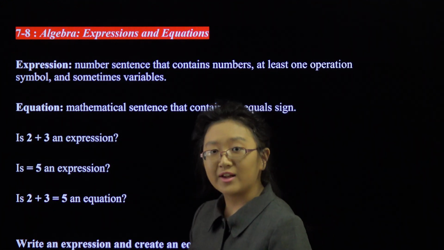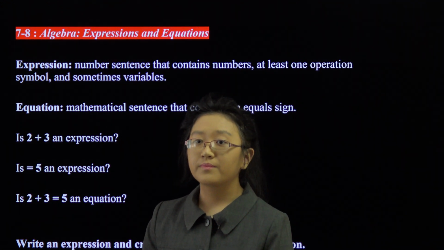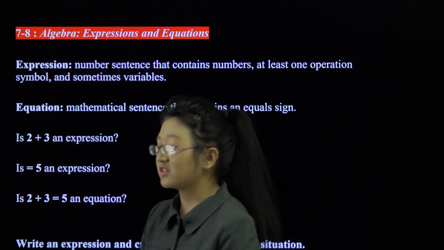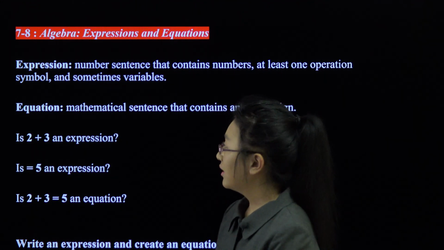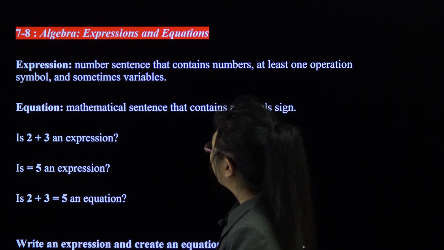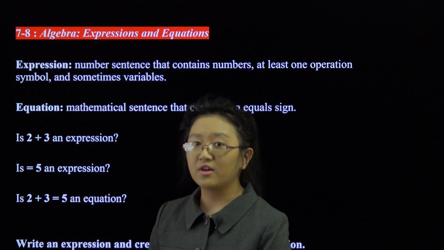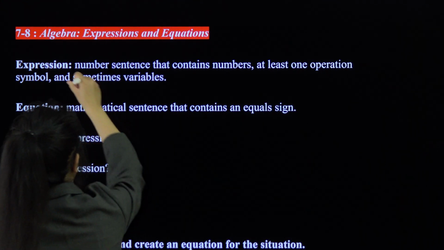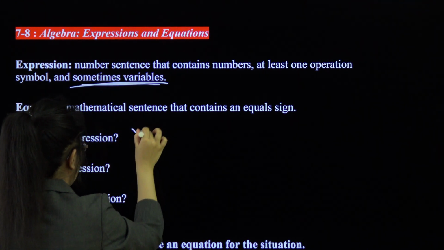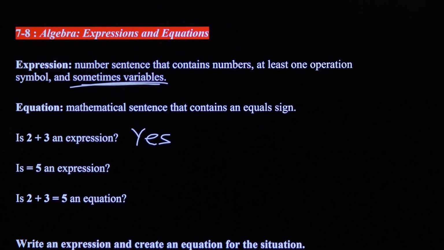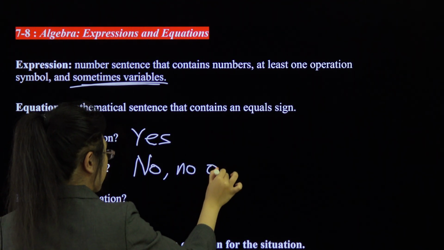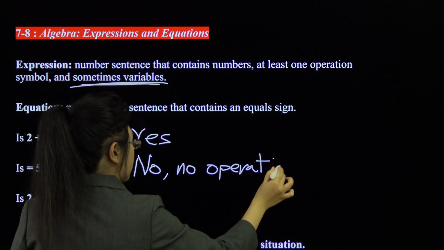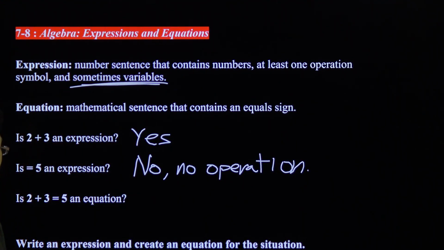Is 2 plus 3 an expression? Yes, because it has numbers and it has one operation symbol, and that operation is addition. It doesn't have to be an expression with variables, but it's still an expression, since it says sometimes variables. So yes. Is equal 5 an expression? No, because there's no operation. The equal sign is not an operation, guys.